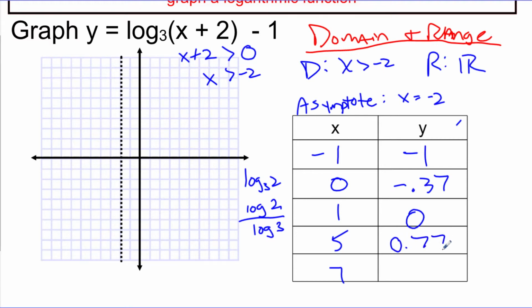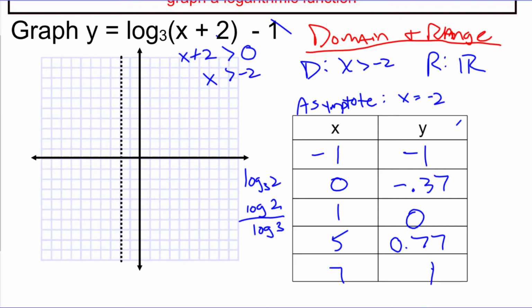That's going to be about 0.77, okay? And then when I plug in a 7, I get a 9. So this is the log base 3 of 9. 9 minus 1 is 8. I'm sorry. The log base 3 of 9 is 2. 2 minus 1 is 1.